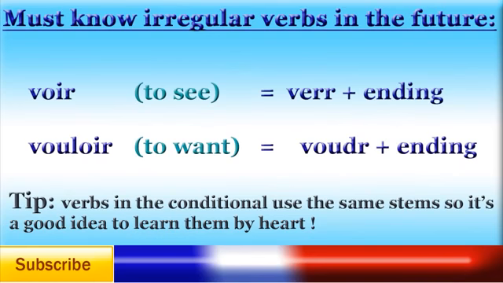And last but not least, the stem for the verb voir in the future is verr, and for the verb vouloir, voudr. Verbs in the conditional use the same stems, so it's a good idea to learn them off by heart.